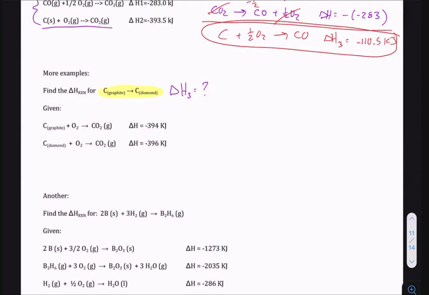So I need to combine these two, but before I combine them, I might need to manipulate one or both. What should I do in this case? Which equation should I alter? The second one, yeah. So let's rewrite this as CO2 forms carbon in diamond form plus O2. So when I combine these two together, the CO2 cancels, the O2 cancels, and what you end up with is C graphite forms C diamond. Now when I flipped it, this is the opposite of negative 396, or in other words, it's positive 396. So delta H is equal to 2.